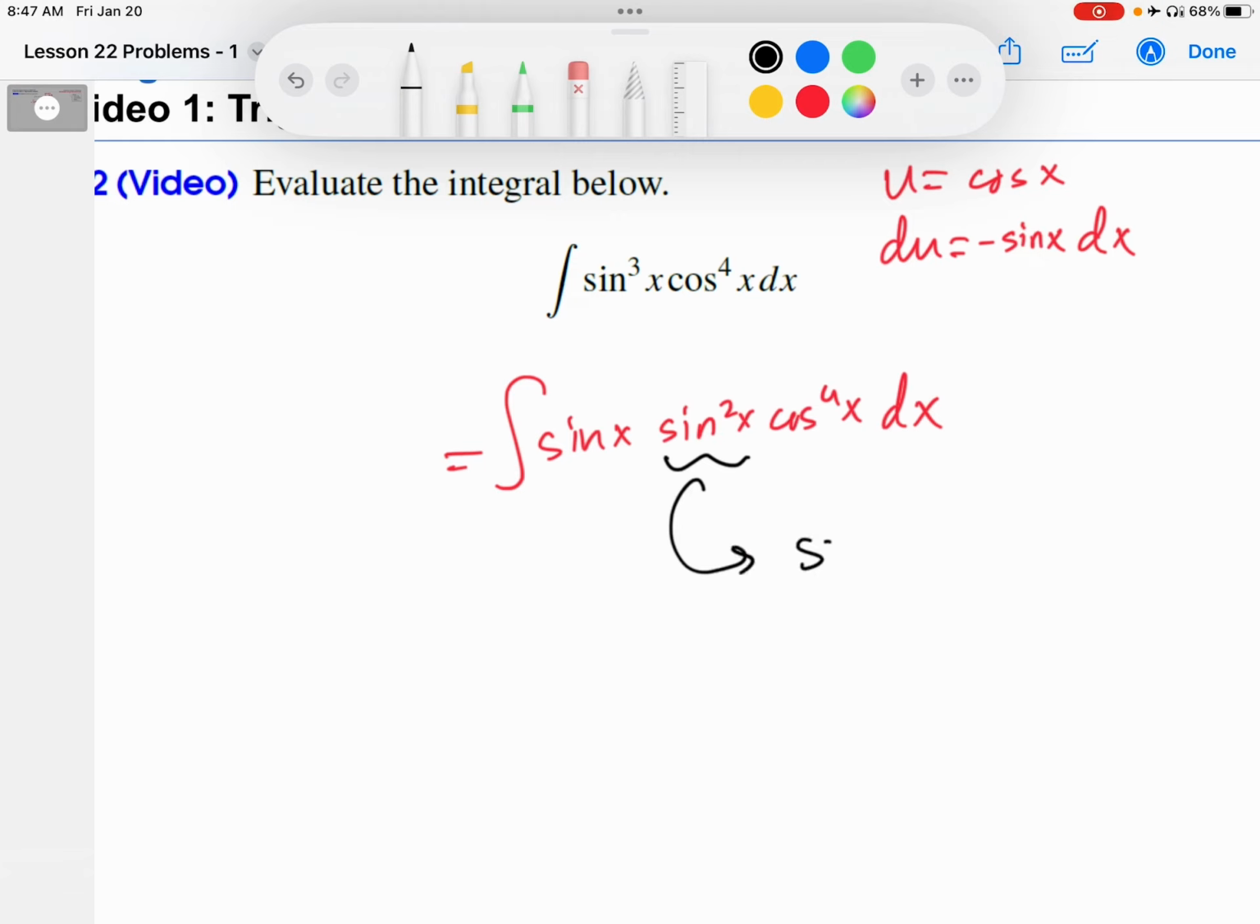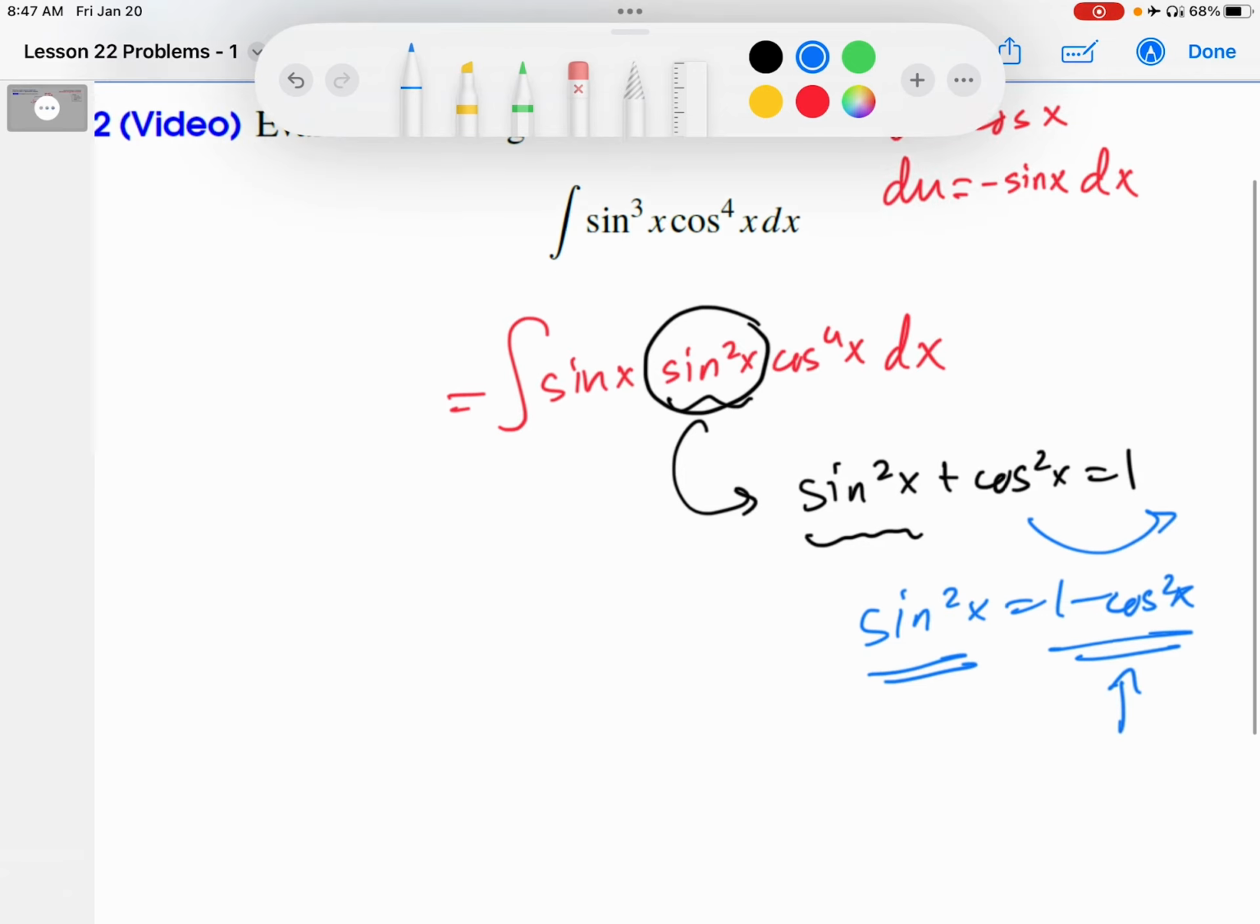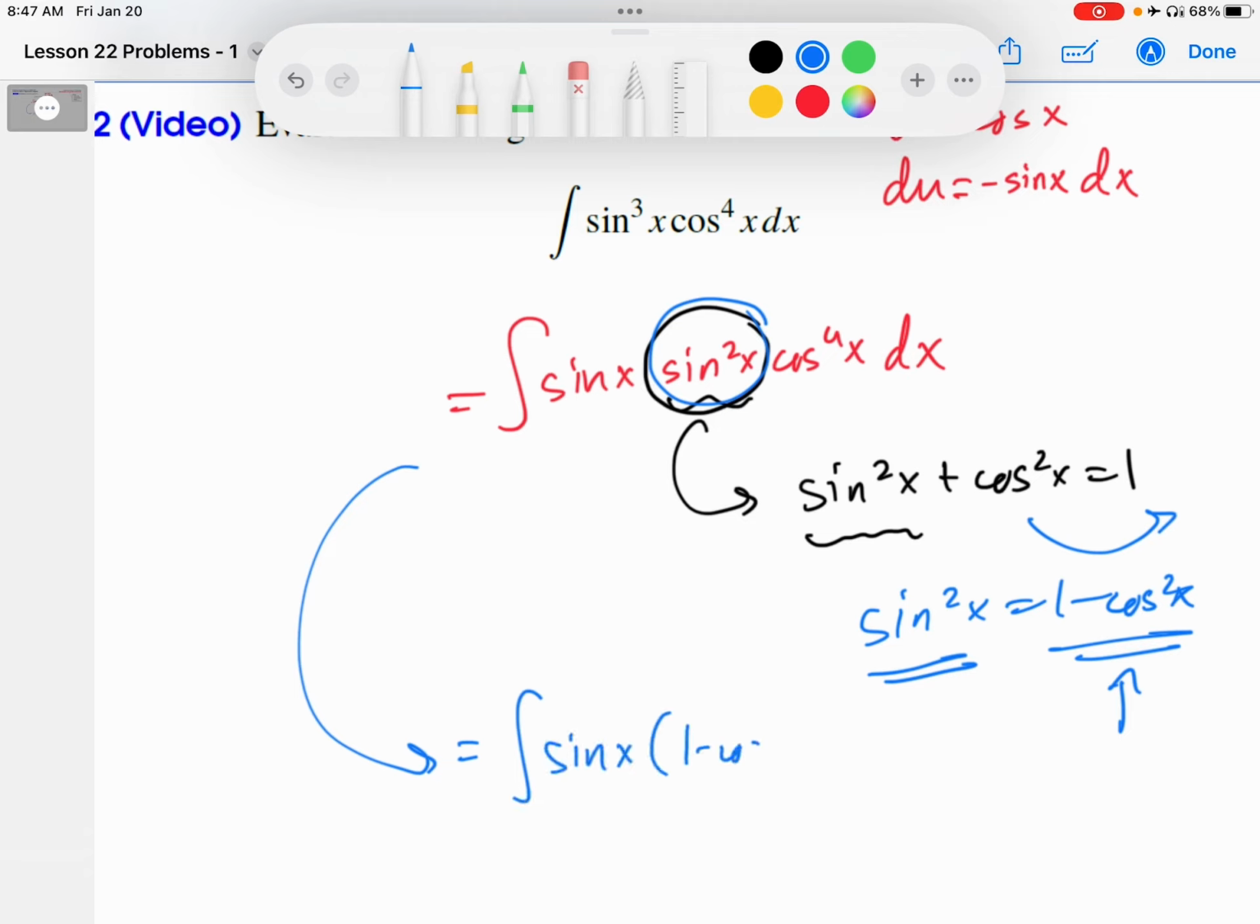How do I do that? Well, remember that sine squared x plus cosine squared x equals 1. That's our fundamental, base identity in trigonometry. So in this case, the term we want to replace is really just here. If I move over the cosine squared, I get sine squared x equals 1 minus cosine squared x. And now everywhere I see a sine squared, I can replace it with that. This is the only place. So if I put it in here, I have sine x times 1 minus cosine squared x, and then times the original cosine to the fourth x dx.